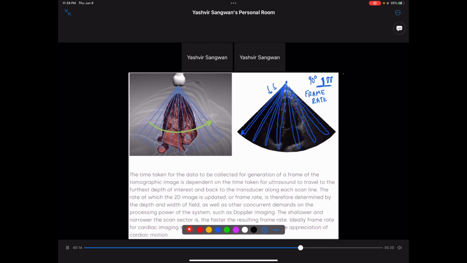and therefore the rule is that you should keep your depth the lowest possible depth to see all the structures that you need to see. So use the highest frequency for your depth. You use 90 degrees, as much as 90 degrees as possible to get the best reflection, best images, and you use the lowest depth possible to see the organ that you are interested in seeing.